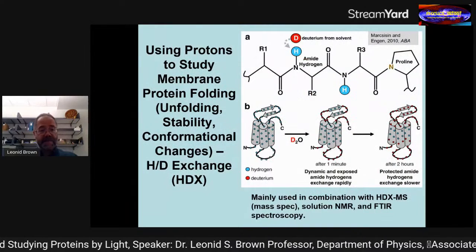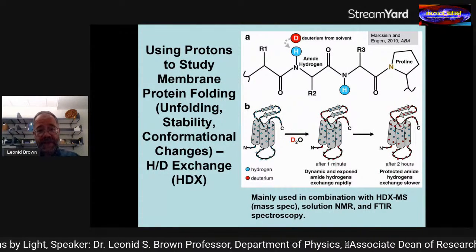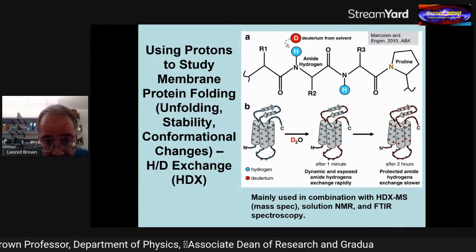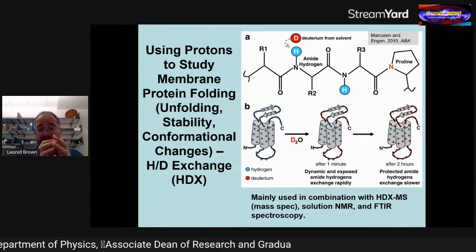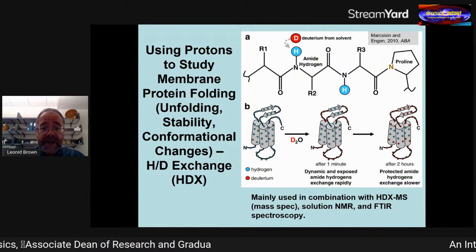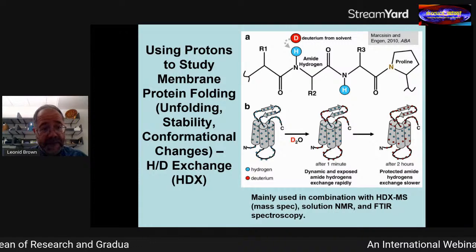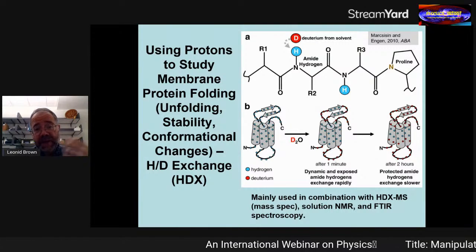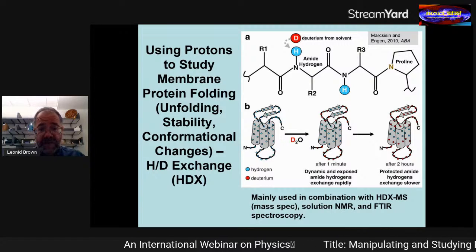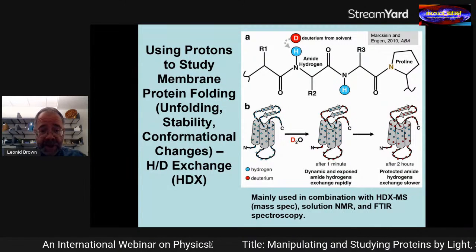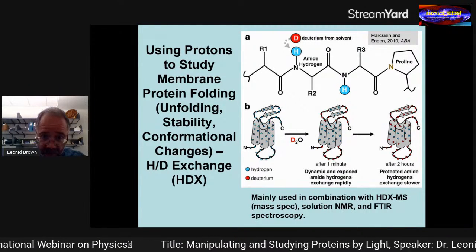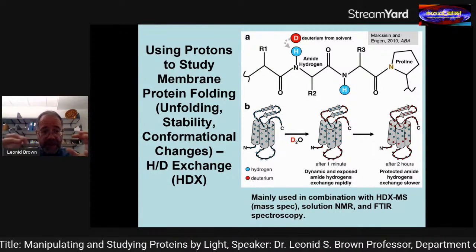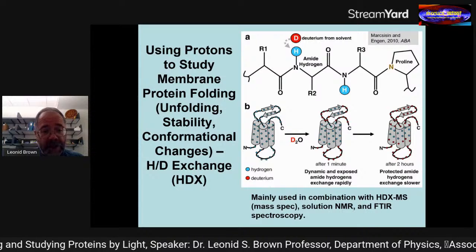Okay, the last newer project I wanted to describe is related to the use of deuterium to look at folding and conformational changes of our rhodopsin. So the principle is very simple. You can exchange exchangeable protons for deuterons, and the exchange will only occur in the exposed parts, but not in the buried parts. And this way you can look at folding, stability, and conformational changes.